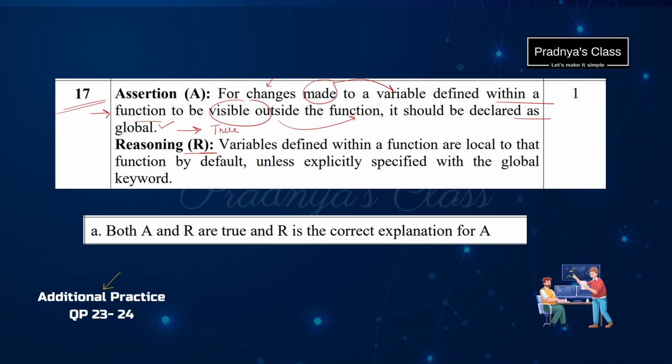Now look at the reasoning. Variables defined within a function are local to that function by default unless explicitly specified with the global keyword. And we know this is also correct. The variables which we declare inside the function are local variables. From this it is clear that both A and R are true and R is the correct explanation for A.